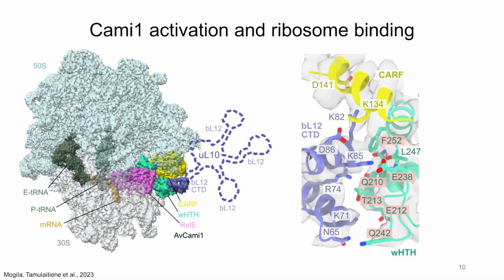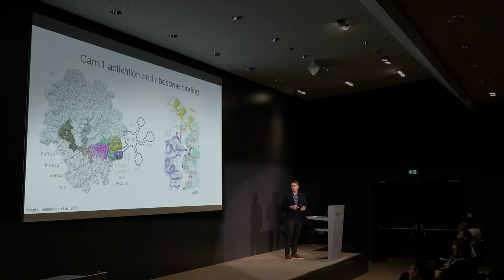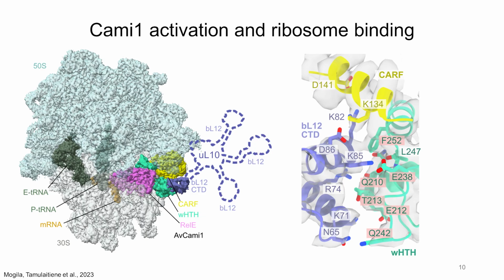CAMI1 is the first protein, at least to our knowledge, that is able to hijack this ribosomal stalk to enter the ribosome. So we performed biochemical and biophysical analysis of several amino acids from the H-stage site, and we also confirmed that this interaction is necessary for the mRNA cleavage by this protein.